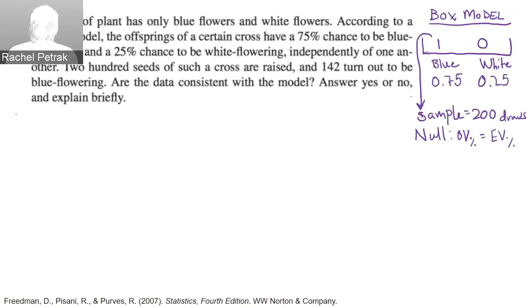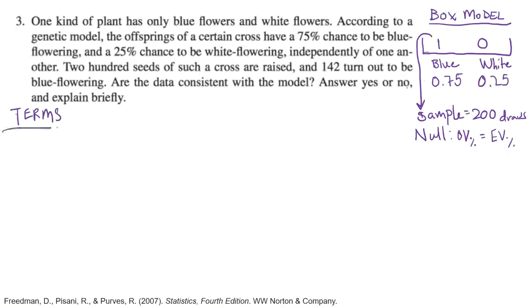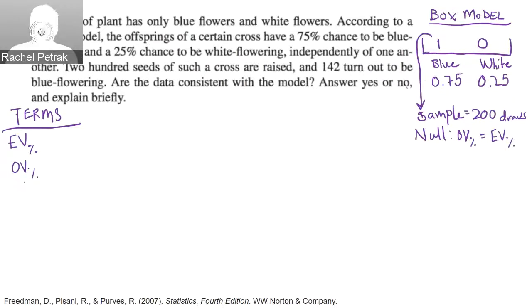So now we have all of our background information set up, our model here. Let's collect the terms. We know we're going to need the expected value and the observed value. Since we need a standard error, we're also going to need a standard deviation. We can move into our analysis.